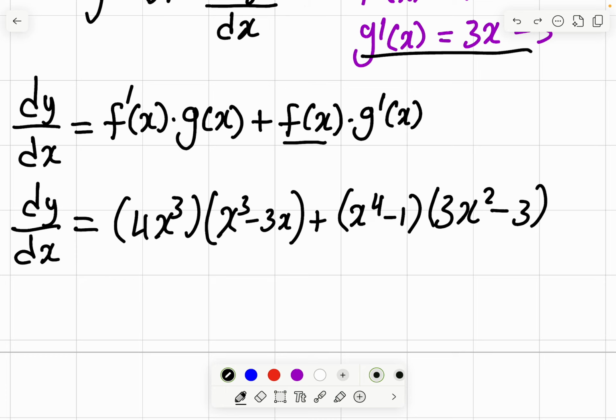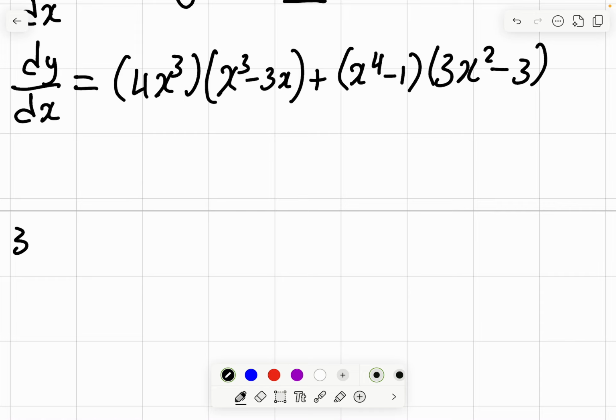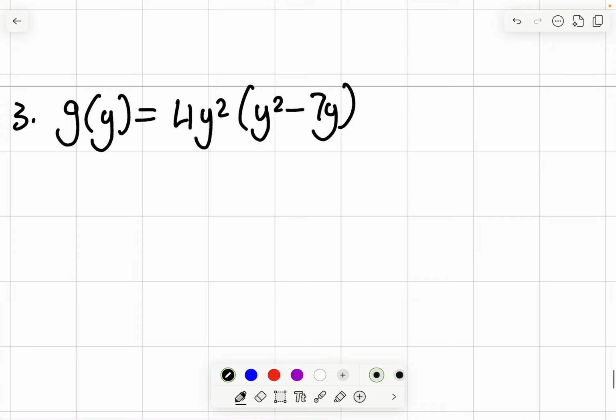Our third question is number 3. It says g of y equals 4y squared into y squared minus 7y. Understand? So you don't have to say many things. It means they want the derivative of that function. It means they want g prime of y. They are deriving with respect to y.